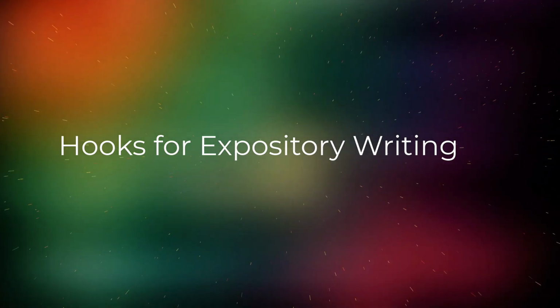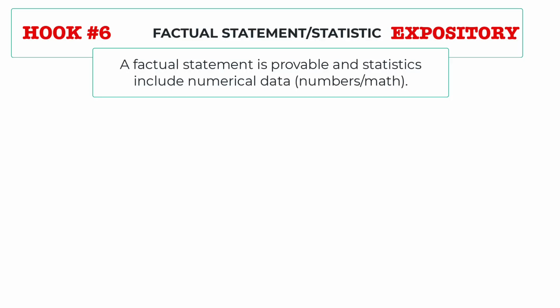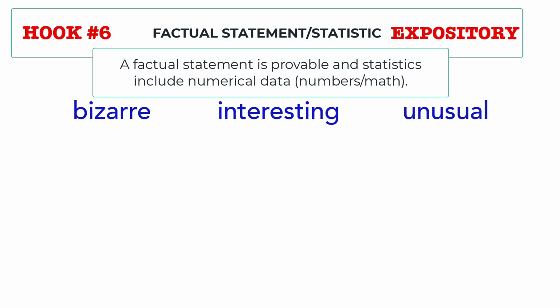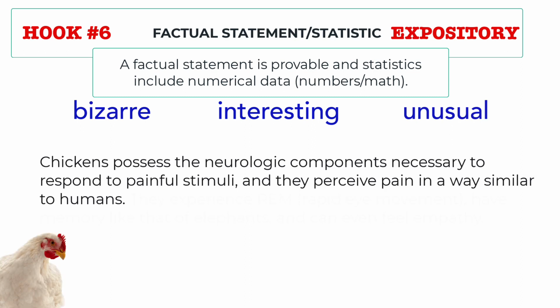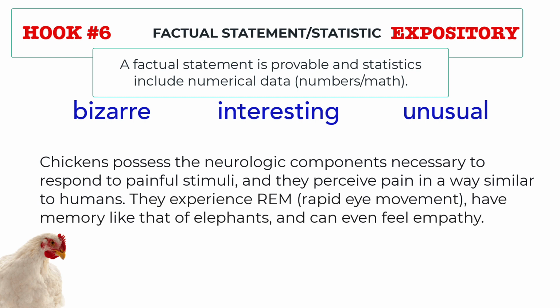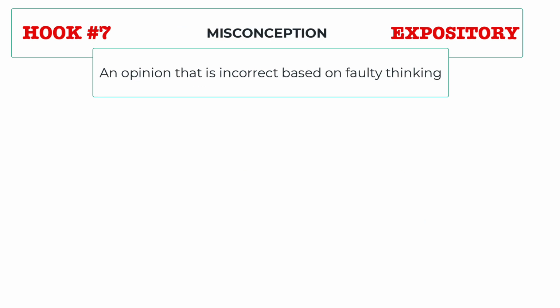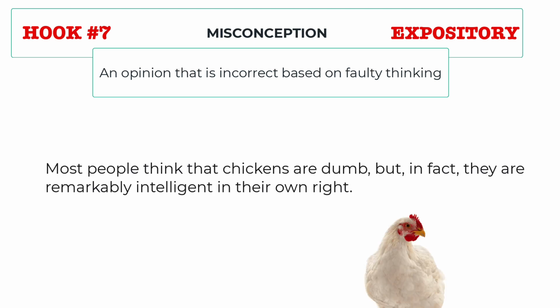Let's go on to hooks that would be effective for expository writing. A good hook for expository writing would be a factual statement or statistic, something that's bizarre, interesting, or unusual. Chickens possess the neurologic components necessary to respond to painful stimuli, and they perceive pain in a way similar to humans. They experience REM, have memory like that of elephants, and can even feel empathy. Another good hook for expository writing would be the misconception. Most people think that chickens are dumb, but in fact, they are remarkably intelligent in their own right.